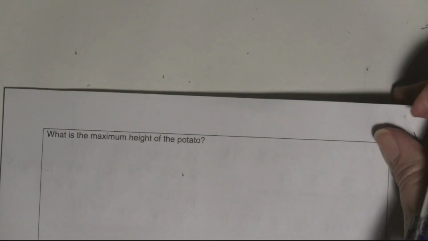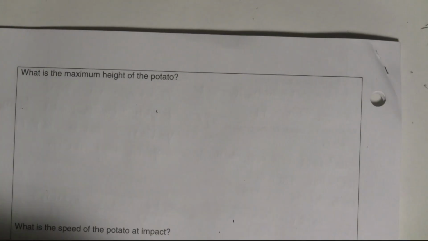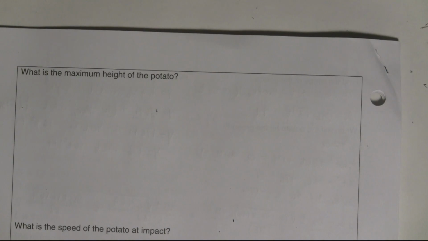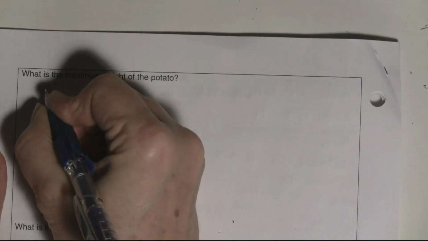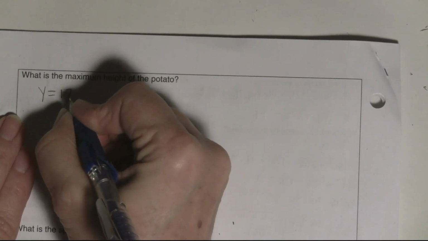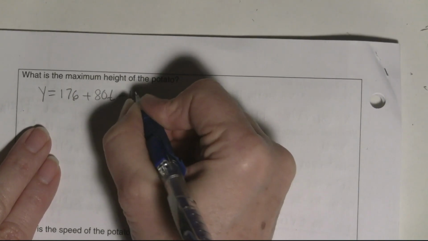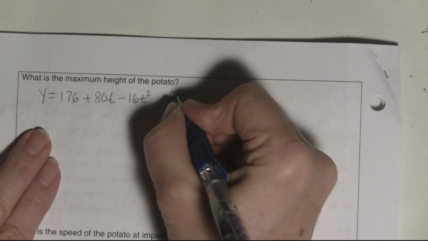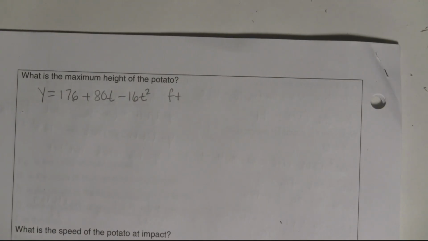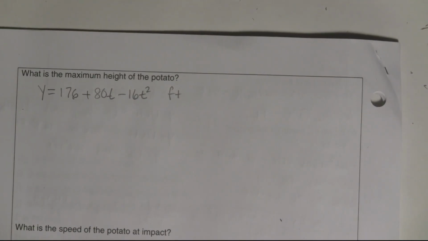What else do we got going here? What is the maximum height of the potato? So how high did the potato get at the very top? And so I'm going to put the height of the potato to remind you. y equals 176 plus 80t minus 16t squared. And this was in feet, right? That was the height of the potato. If we want to find the maximum height of the potato, can you guys think of a way that we can maximize this, find the maximum?